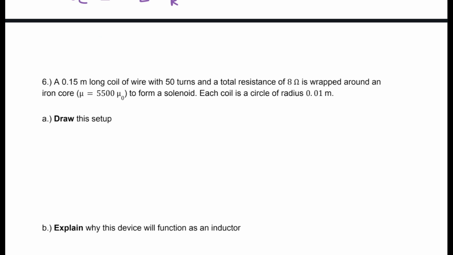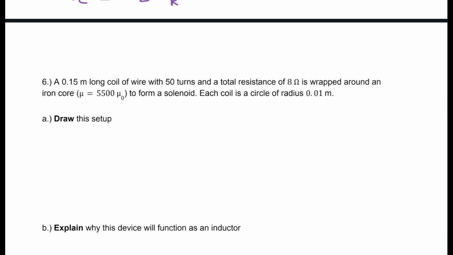All right. Now we'll talk about constructing an inductor. A 0.15 meter long coil of wire in total length has 50 turns and a total resistance of 8 ohms. It's wrapped around an iron core, which is 5,500 times more permeable than a vacuum for magnetic fields. Make a solenoid out of this. Each of the coil is a circle with known radius 0.01 meters.